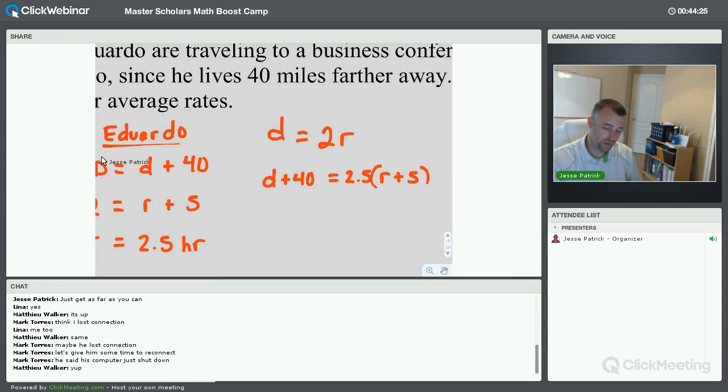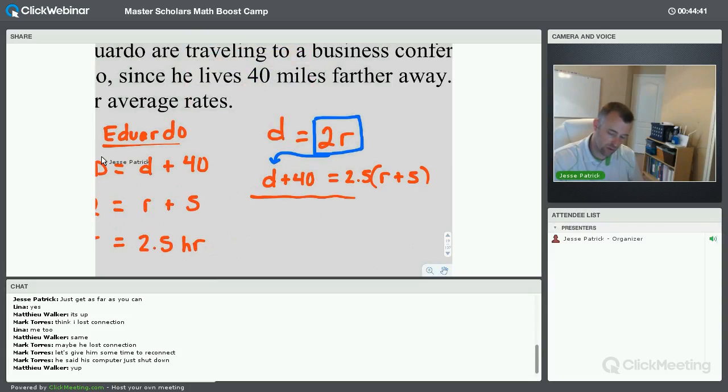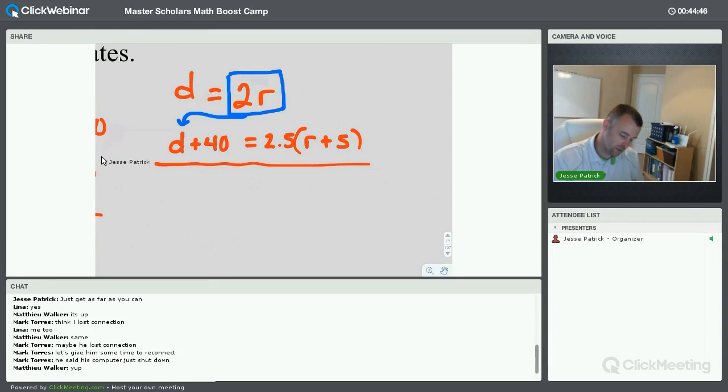I'm going to use a method called the substitution method. I'm going to take this 2r. I know it equals d, so I'm going to put it right here into my second equation. So instead of d plus 40, I'm going to have 2r plus 40. Again, this is systems of equations. We'll do this a little bit more later on in our algebra lesson. So I'm going to go 2r plus 40 equals, and here I'm going to distribute my 2.5.